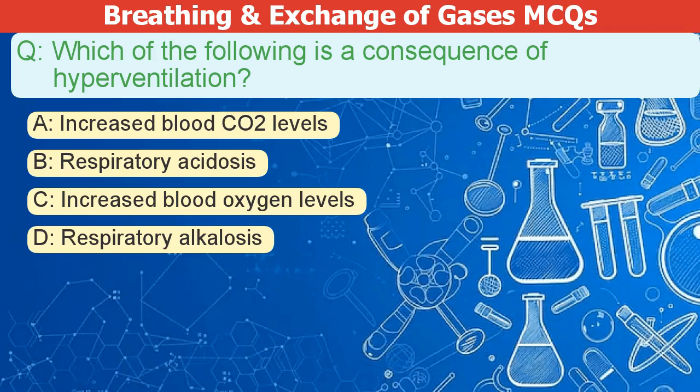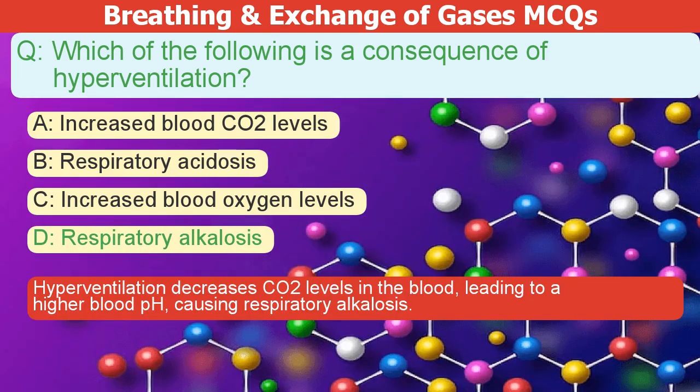Which of the following is a consequence of hyperventilation? A. Increased blood levels. B. Respiratory acidosis. C. Increased blood oxygen levels. D. Respiratory alkalosis. The correct answer is D. Hyperventilation decreases levels in the blood, leading to a higher blood pH, causing respiratory alkalosis.